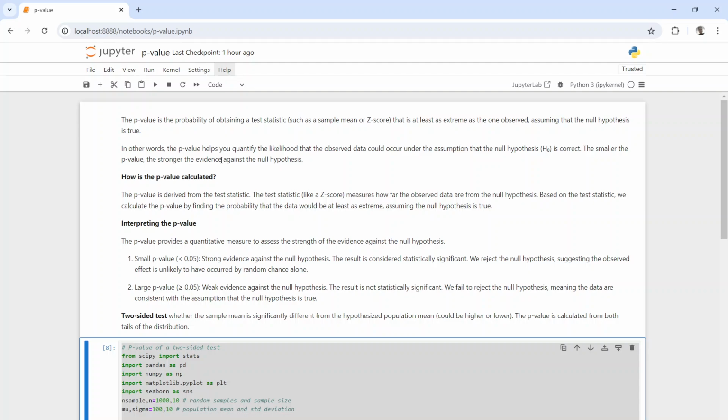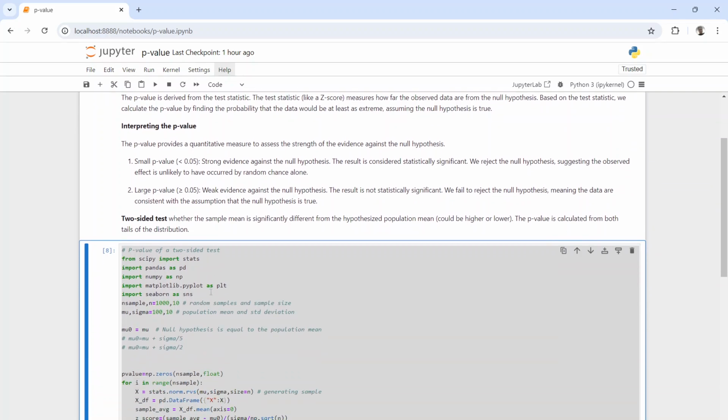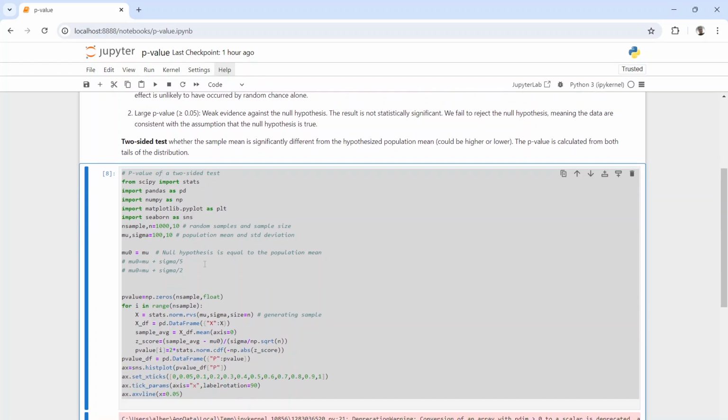So we can do a two-sided test, which is done to see whether the sample mean is significantly different from the hypothesized population mean. It can be either higher or lower than that value. So in the two-sided test, the p-value is calculated from the distribution tails on both sides. Now let's look at the code regarding the p-value for the two-sided test.